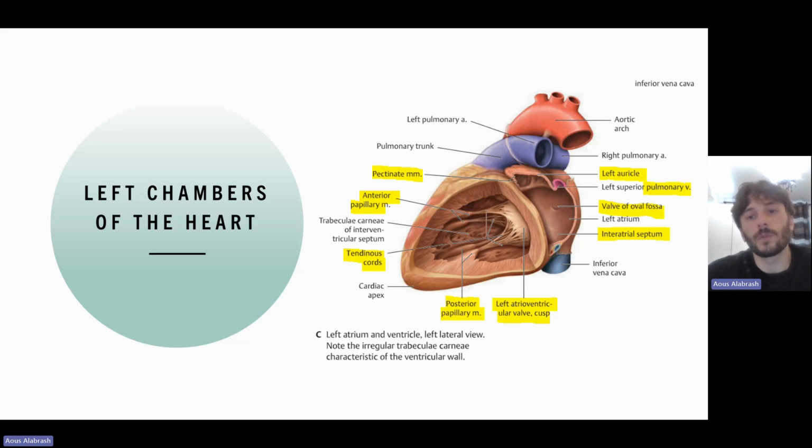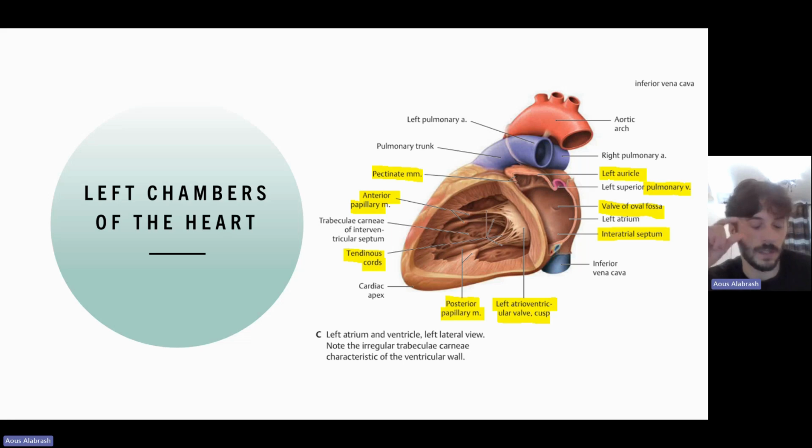We also have the left auricle, the same way we have the right auricle in the right atrium. Also, the inferior surface of the left atrium can be divided into two parts: the inflow and the outflow portion. The inflow portion receives blood from the pulmonary veins, while the outflow portion is lined by the pectinate muscles, which can also be seen in the picture, and it's located anteriorly, and that's where the blood goes to the left ventricle.